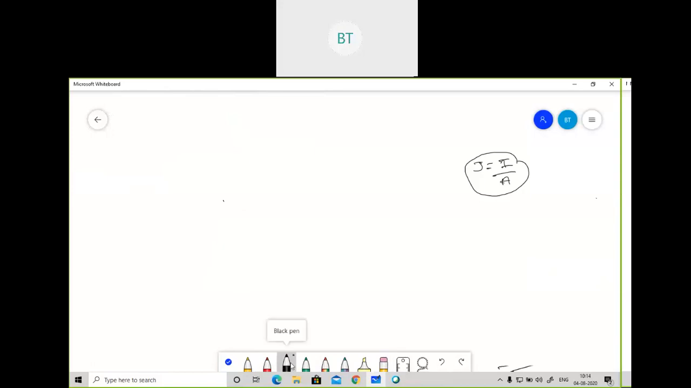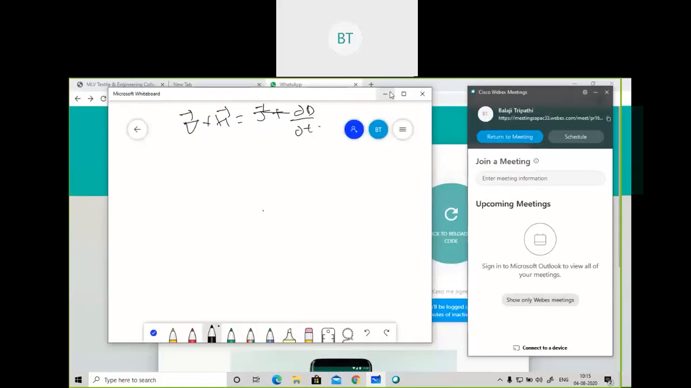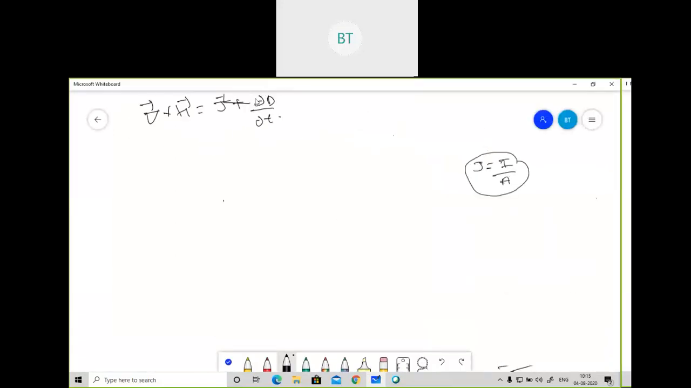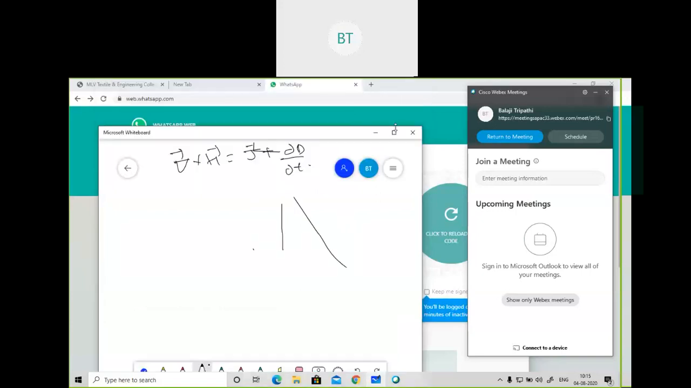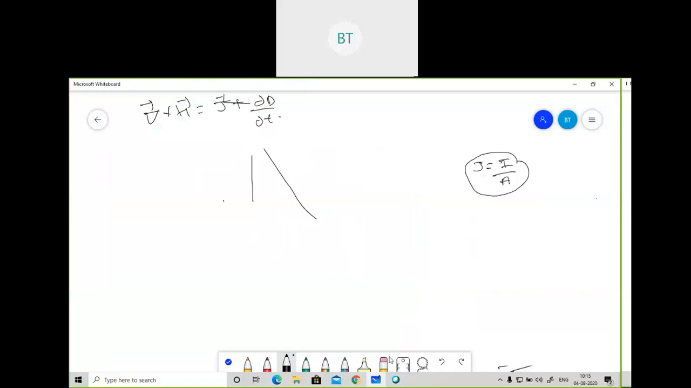If anybody missed this the first time, what we need to prove is curl of H is equal to J plus del D by del T. This we need to prove. That we are going to prove. So this is the third equation which we are going to prove.